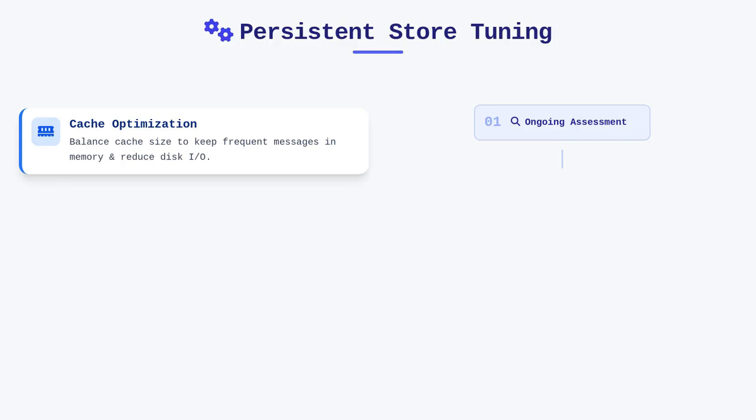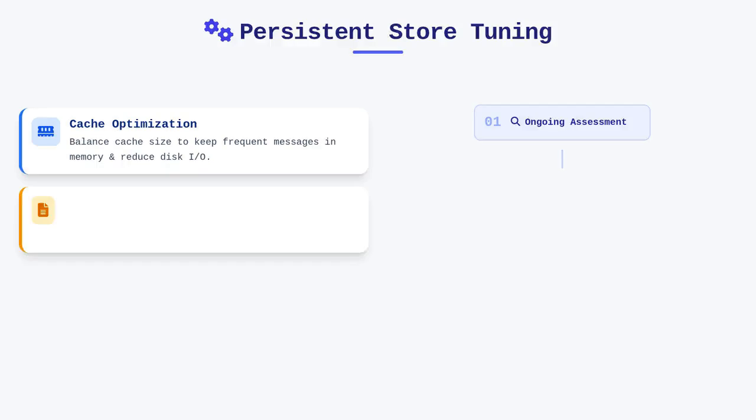Tuning your persistent store involves more than just selecting the storage medium. It requires an ongoing assessment of the input-output behaviors and transaction log sizes. If you find that your server is struggling under the load of persistent messaging, you may need to inspect the cache size parameters to ensure that frequently accessed messages are kept in memory, rather than forcing the server to constantly fetch them from the disk.